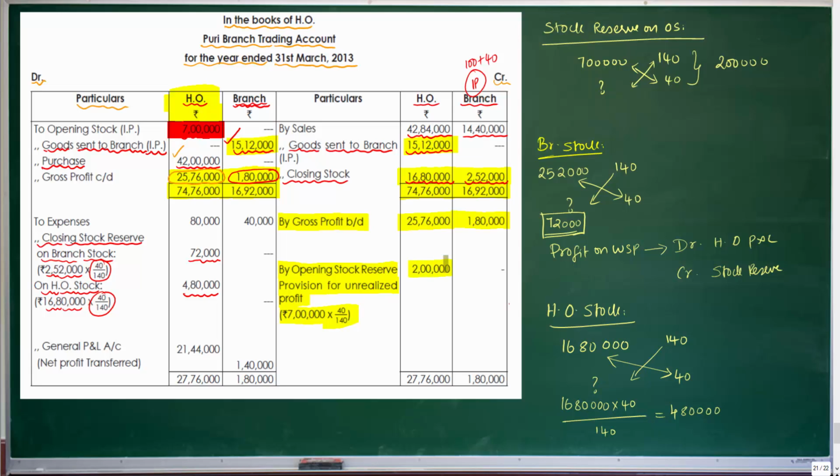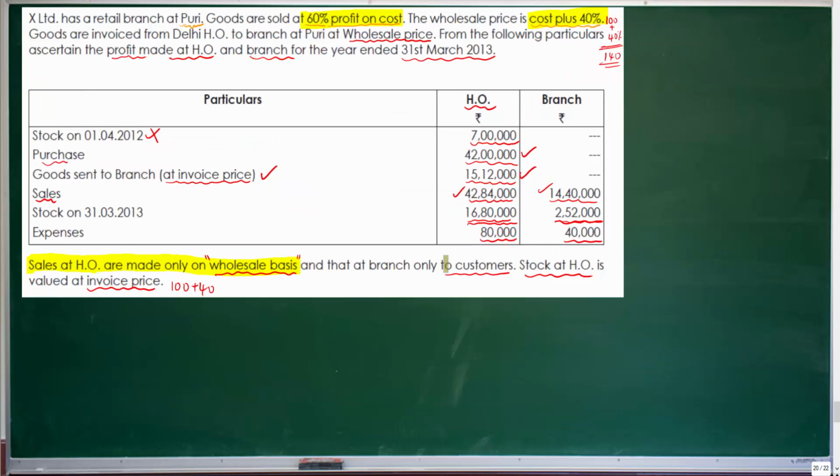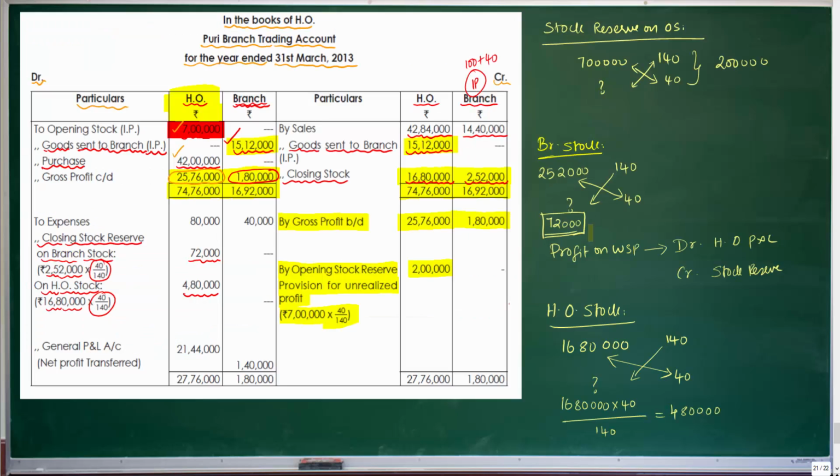Any other items we have missed out? Let's go back to the question. The question says there are certain expenses: at HO level 80,000, at branch level 40,000. So let's go to P&L and capture those two expenses, 80 at HO level and 40 at branch level. Now we'll see on which side we have the higher value. On the credit side we have higher value, so let's total the credit side. For branch there is only one item, 1 lakh 80. For HO there are two items put together, 27 lakh 76,000. The credit side is highest, so let's carry the same total to the debit side.